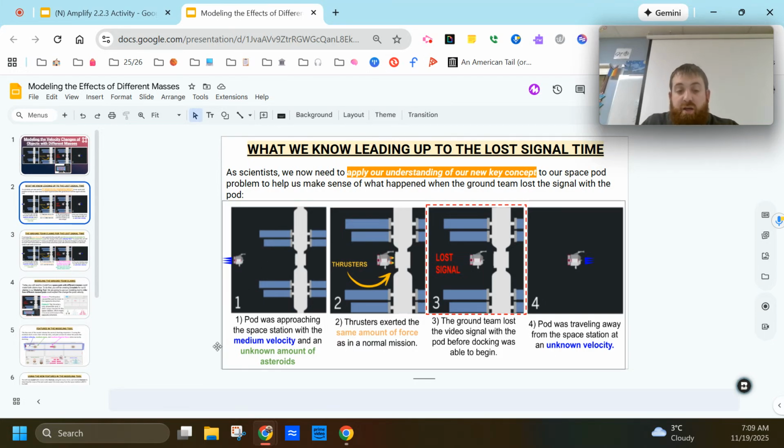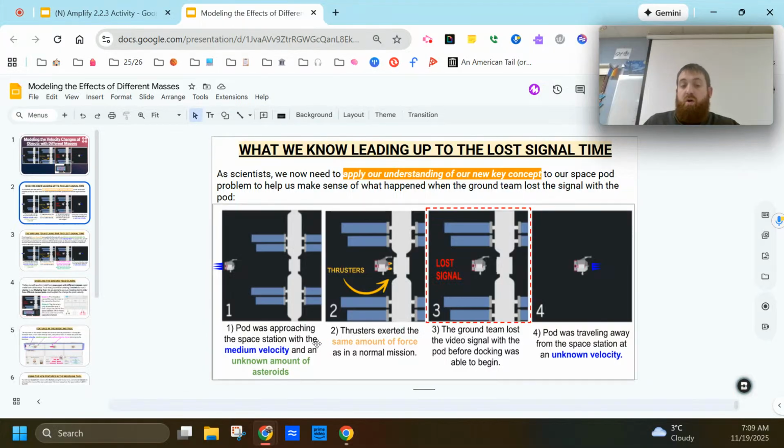So, if we're looking at our comic here, starting at time number 1, we know the pod was approaching the space station with a medium velocity and an unknown amount of asteroids. So, it could be a lot, could be a little, could have a lot of mass, could have very little mass. The thrusters exerted the same amount of force as a normal mission. So we know normal amount of force. Then at time 3, we know the ground team lost the video signal with the pod before docking was able to begin. And then at time 4, we know the pod was traveling away from the station with an unknown amount of velocity. Might be moving fast, might be moving slow.